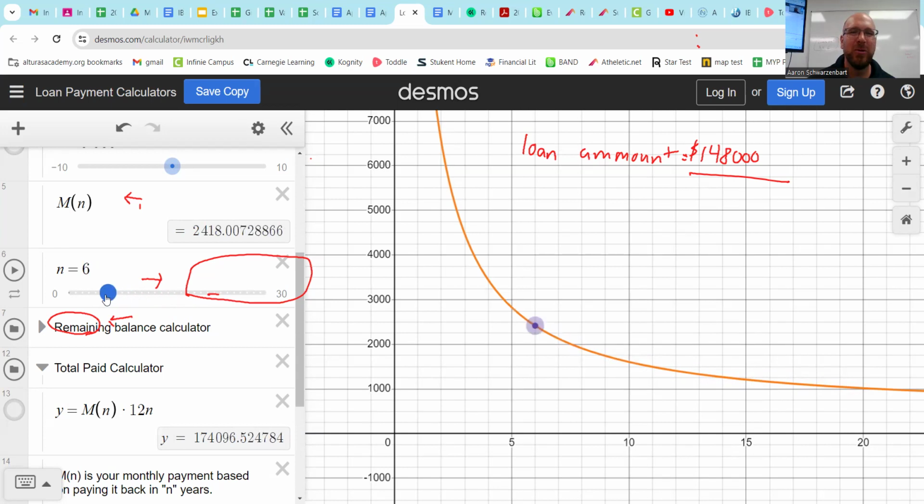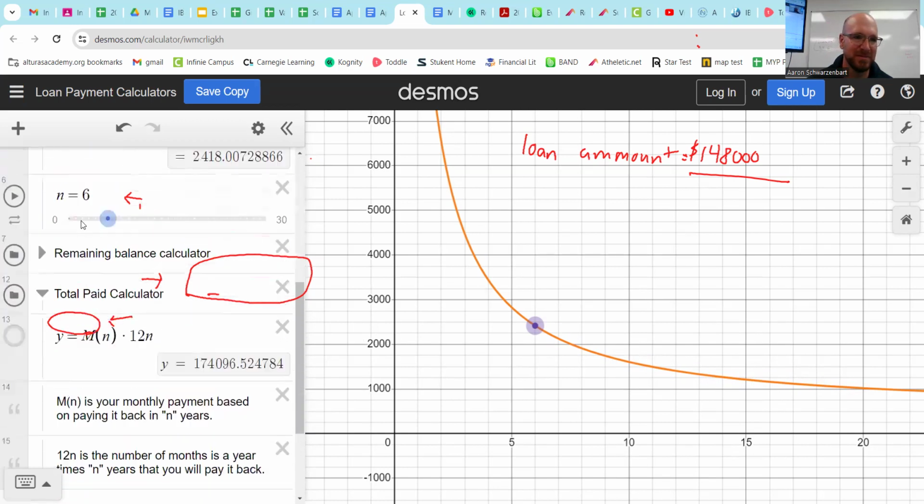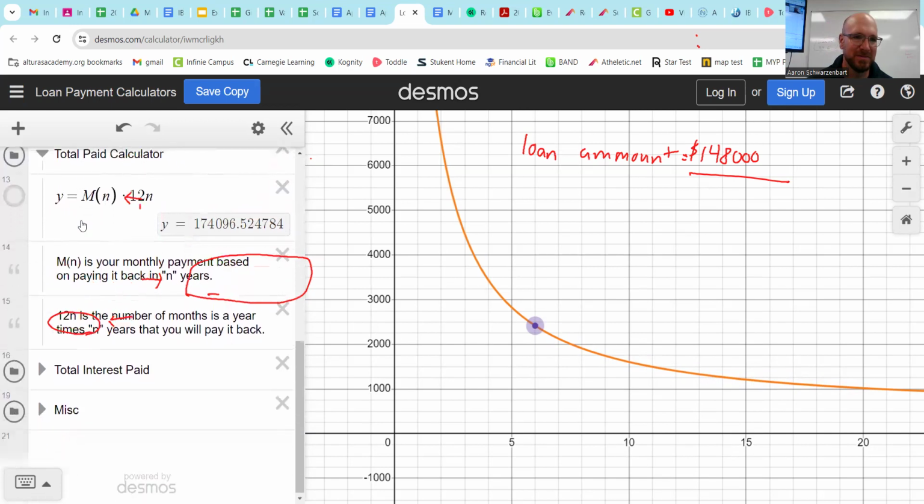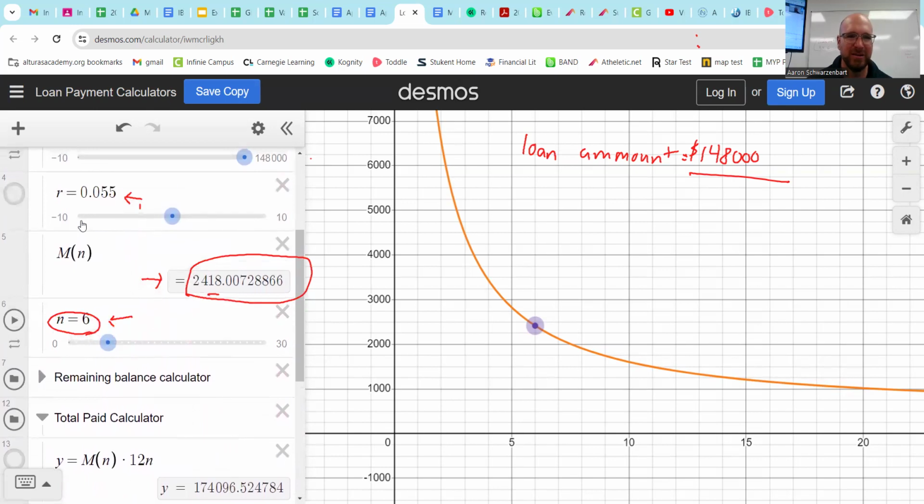So, okay. What needs to go on your slides from the calculator? Number of years you pay, and then the total amount. The total amount you pay, the monthly rate, the monthly payment, the number of years, the amount you put in as your starting amount. Desmos will do all those calculations for you.